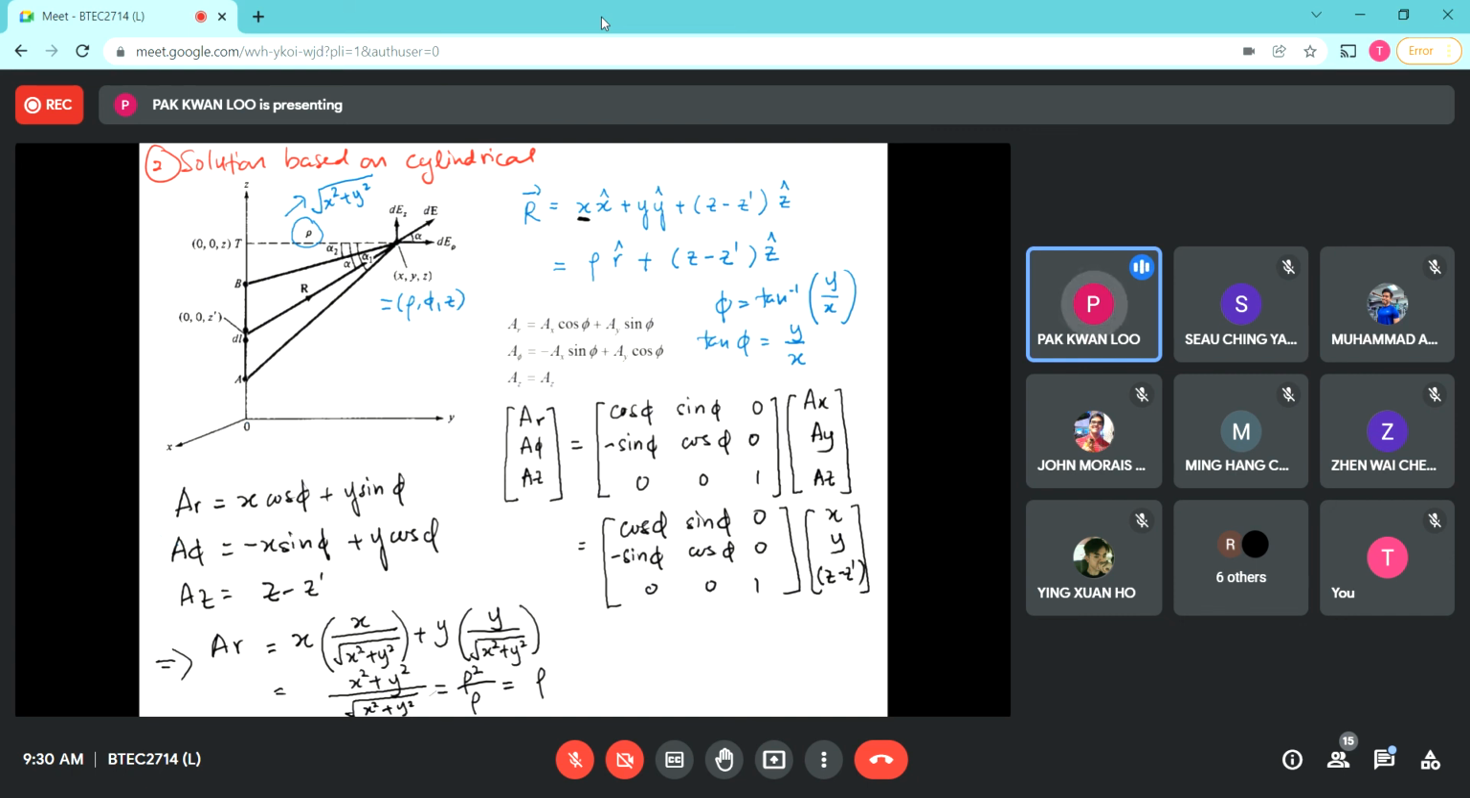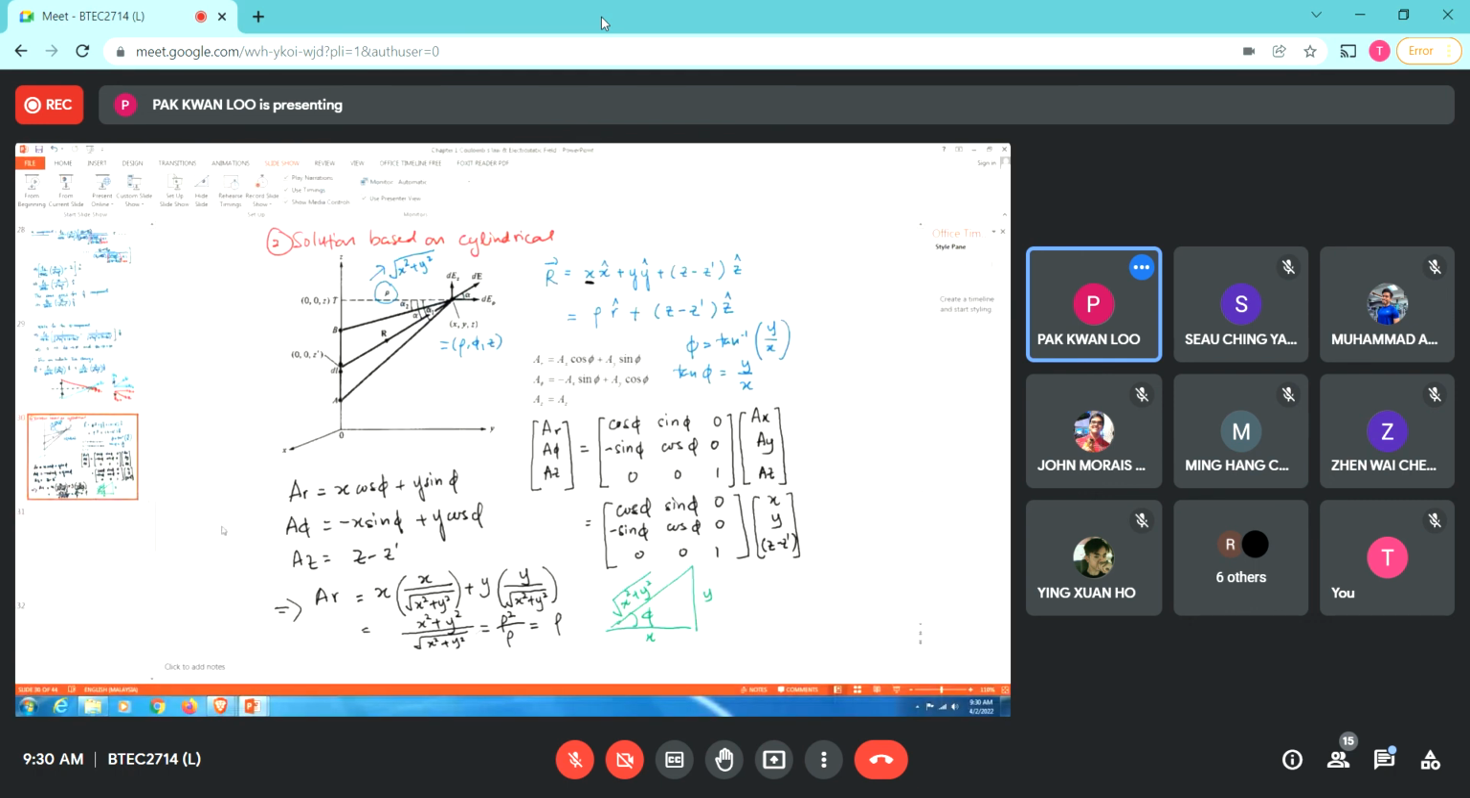So why is cos phi x divided by square root of x squared plus y squared? From here, this is phi. So tangent phi is y over x. So the hypotenuse is the square root of x squared plus y squared.